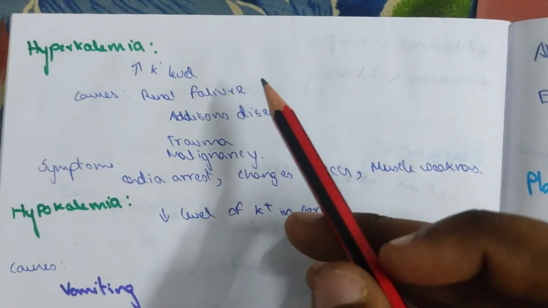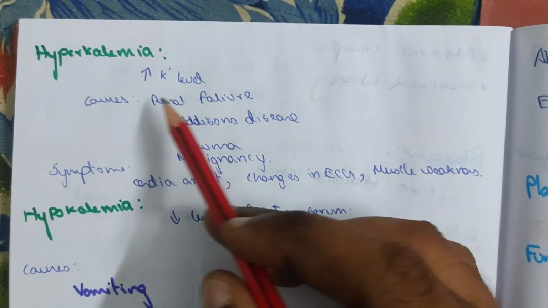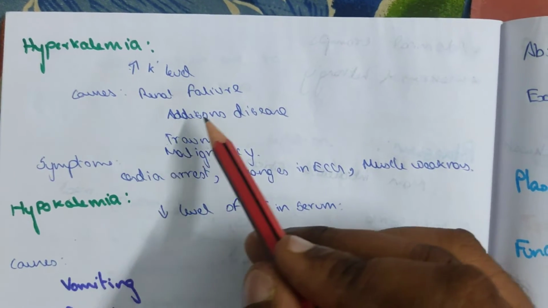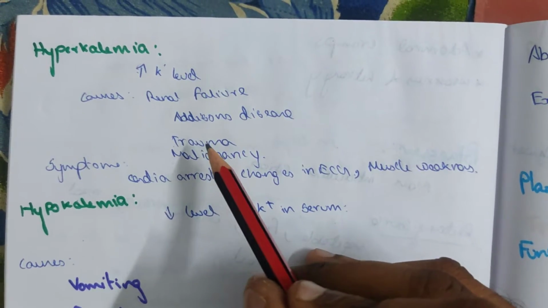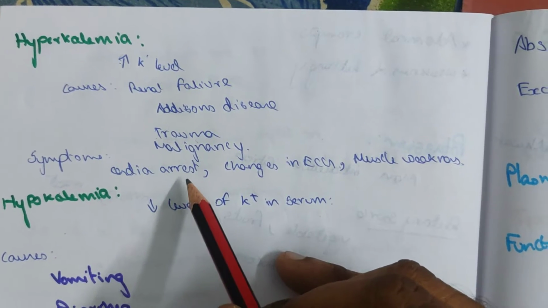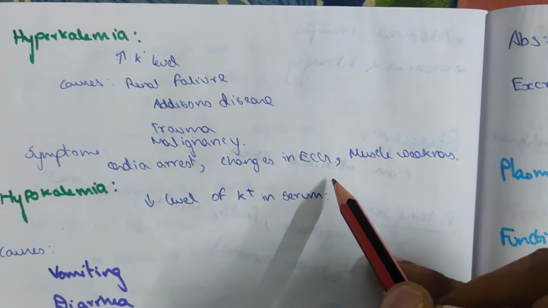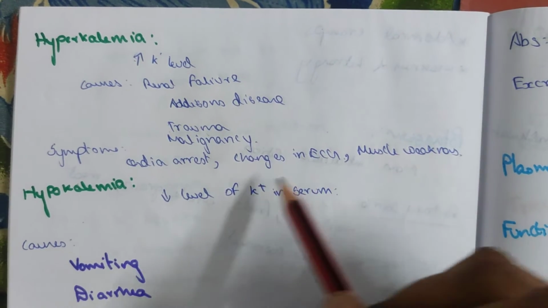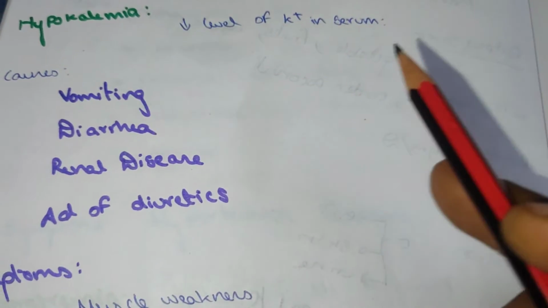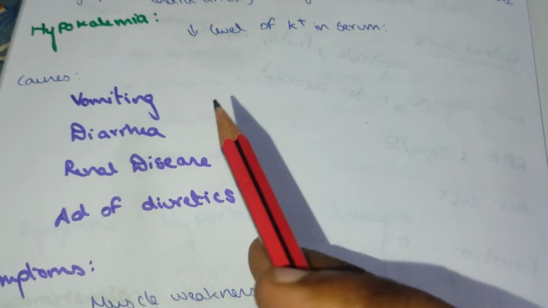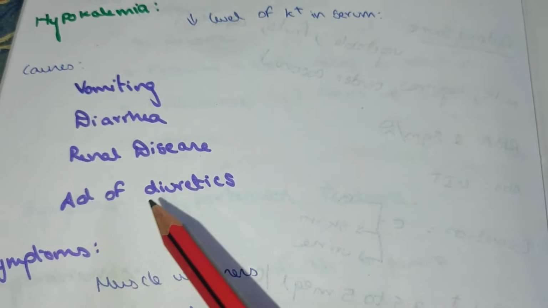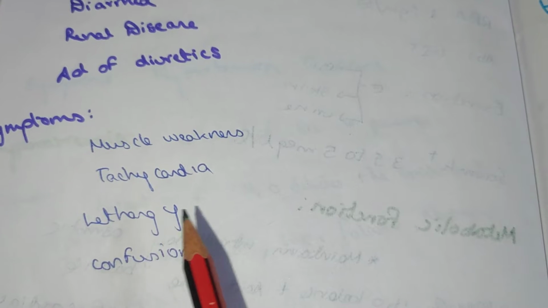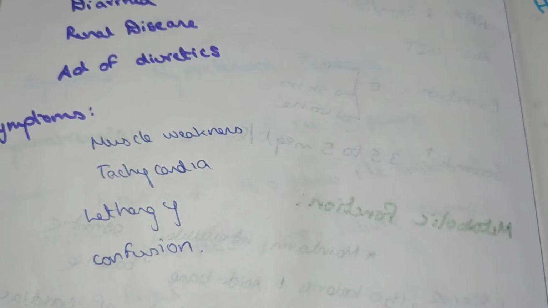An increased level of potassium in the body is known as hyperkalemia, caused by renal failure, Addison's disease, trauma, and malignancy. The symptoms are cardiac arrest, changes in ECG, which is electrocardiograph, and muscle weakness. Hypokalemia is a decreased level of potassium in serum. Causes are vomiting, diarrhea, renal disease and diuretics. The symptoms are muscle weakness, tachycardia, lethargy and confusion.